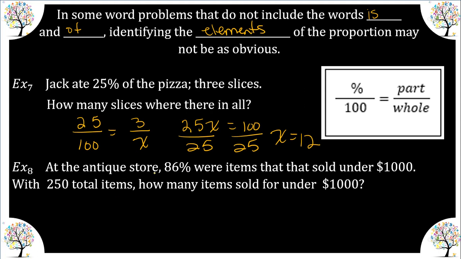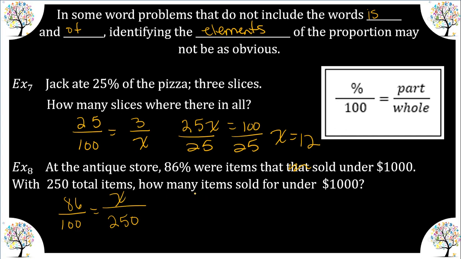At the antique store, 86% were items, typo there, were items that sold under $1,000. With 250 total items, how many items sold for under 1,000? So again, we have our percent ratio. We're looking for how many items under 1,000. There were a total of 250. So that is the whole. We're looking for the part.